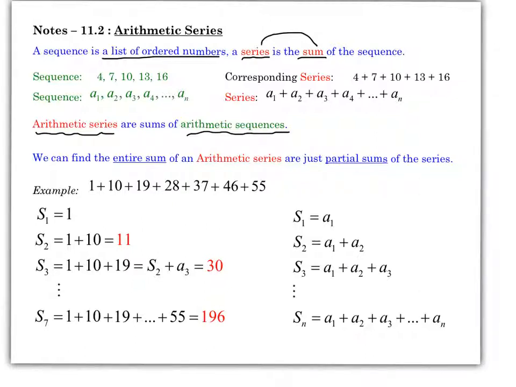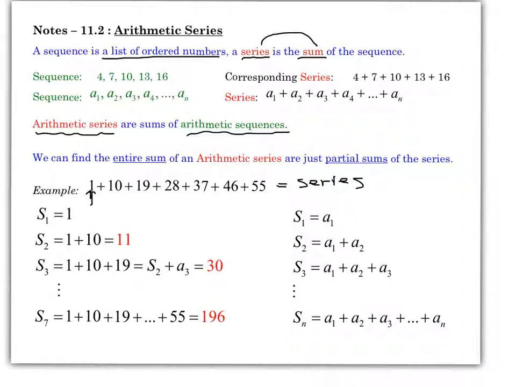So we can find the entire sum of the arithmetic series, or sometimes we just want to find a partial sum. A partial sum is when you're only finding the sum of a few terms. So for example, here I have a series, and so I've got 1 plus 10 plus 19 plus 28 dot dot dot. So the first partial sum is just the first term right here.